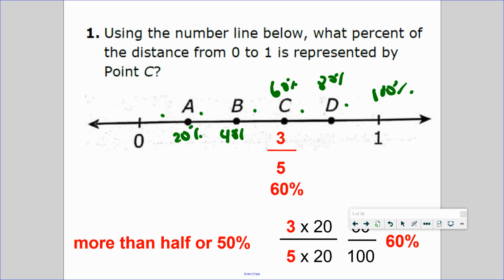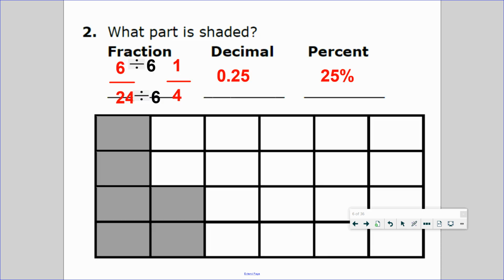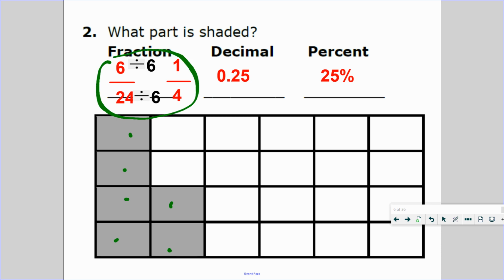So what percent of the distance from 0 to 1 is point C? 60%. More than half. So what part is shaded? 1, 2, 3, 4, 5, 6. 6 out of a total of 24 squares. Can you turn this to a decimal and percent?